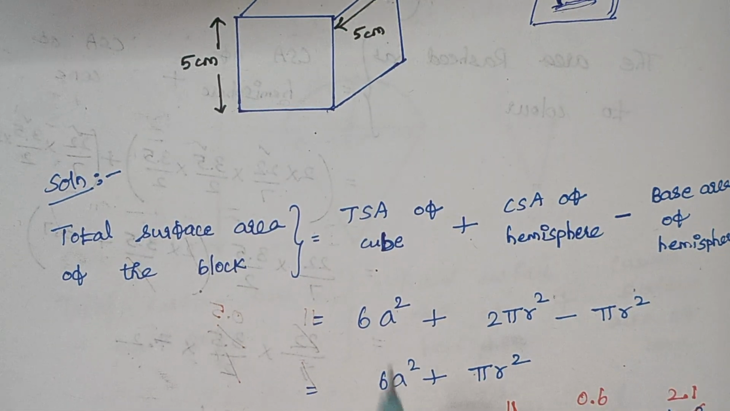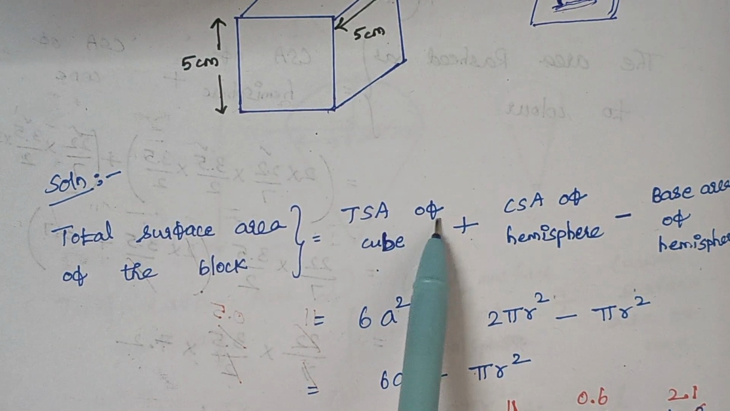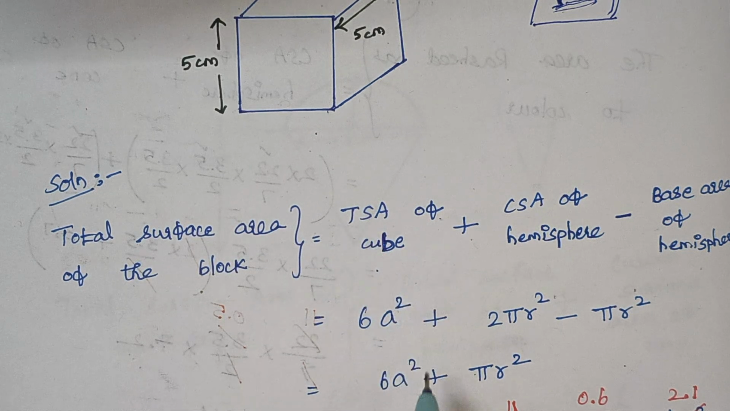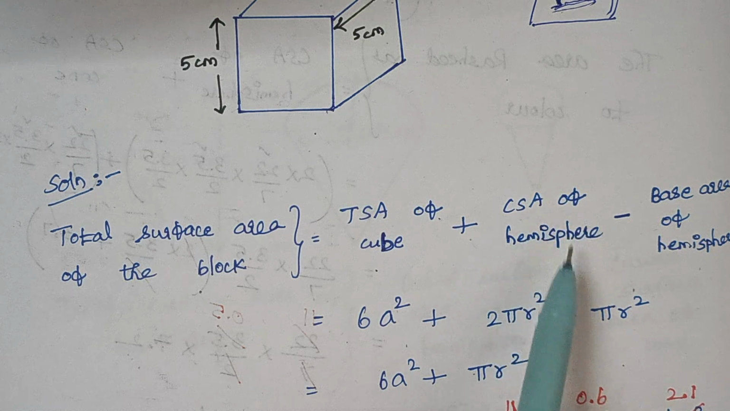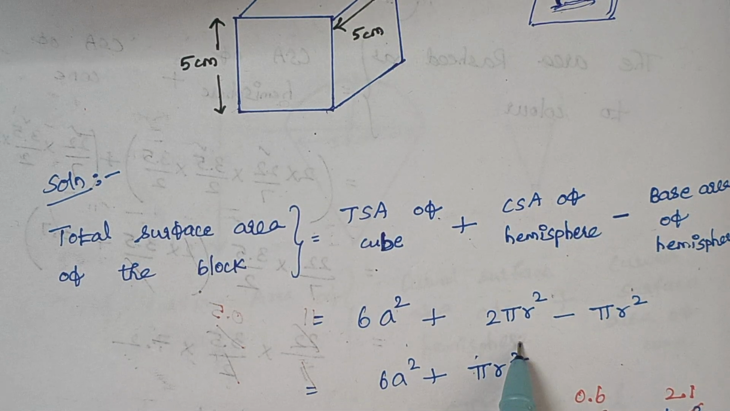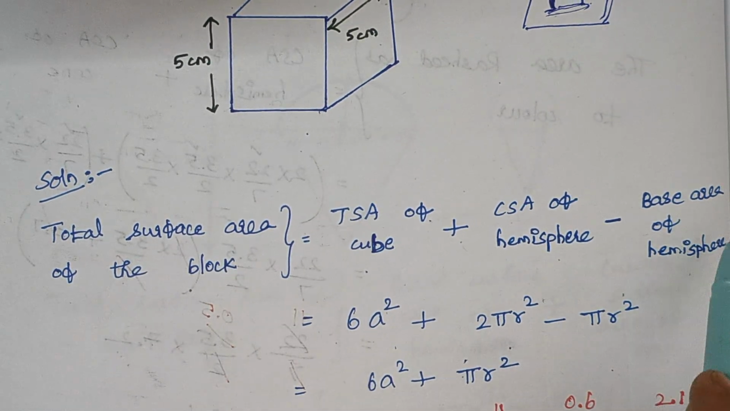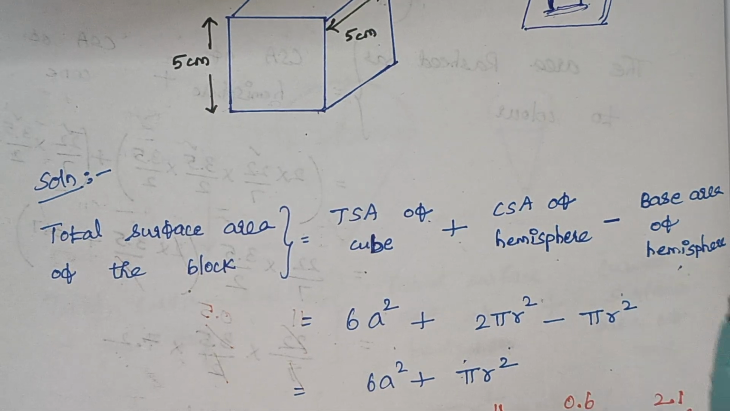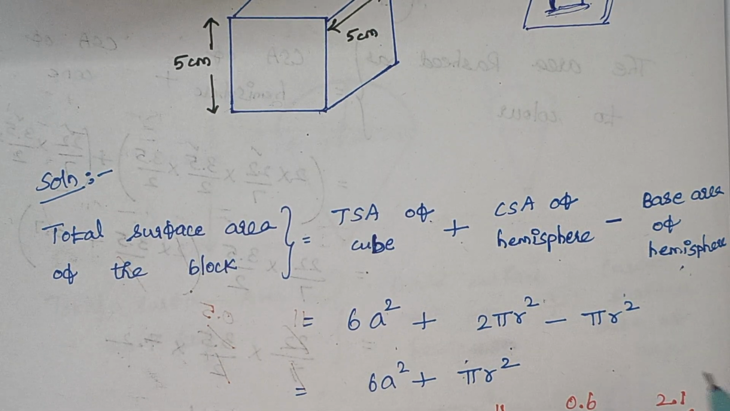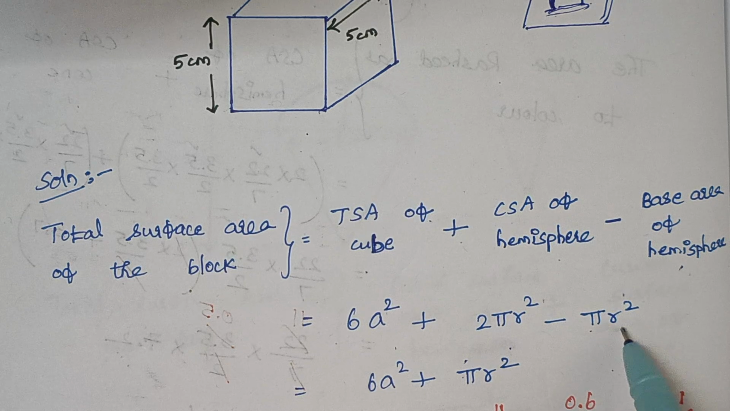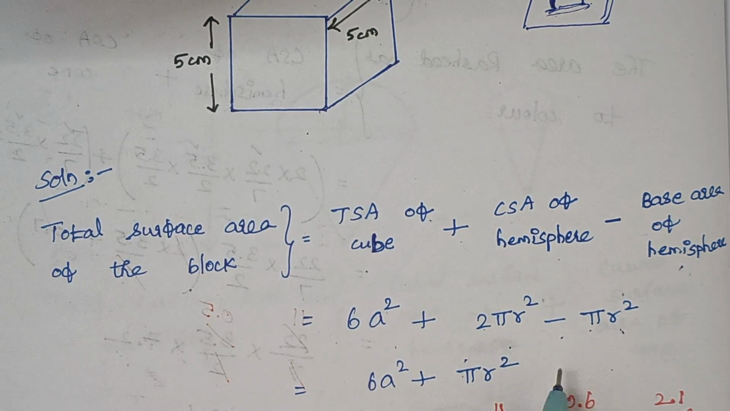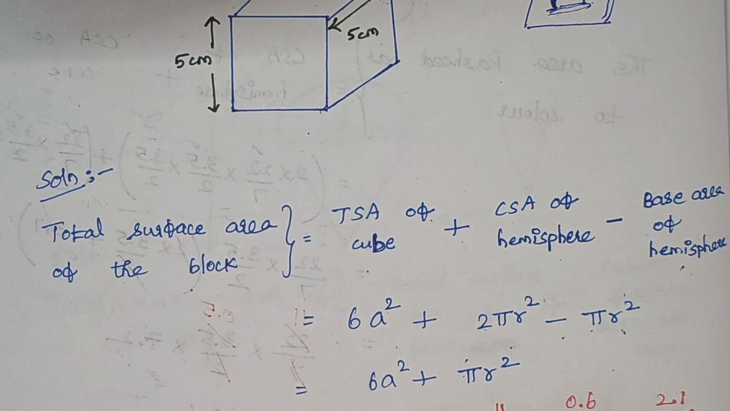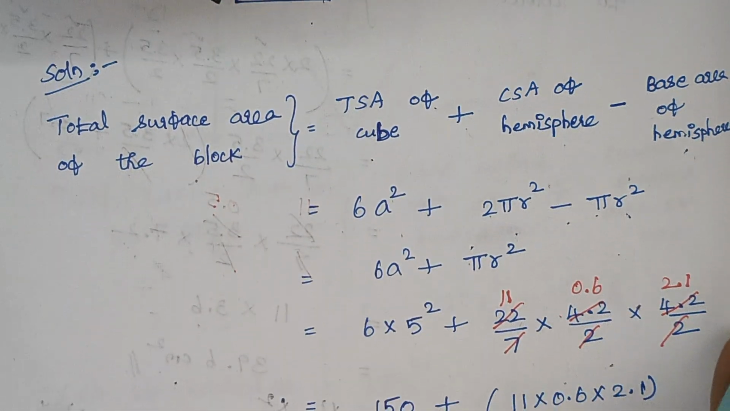So what is the formula? Total surface area of the cube is 6a square, and curved surface area of hemisphere is 2 pi r square, minus the base area of hemisphere. This is just nothing but a circle area, so here it is pi r square. So 2 pi r square minus pi r square becomes simply pi r square. So now just substitute the values.